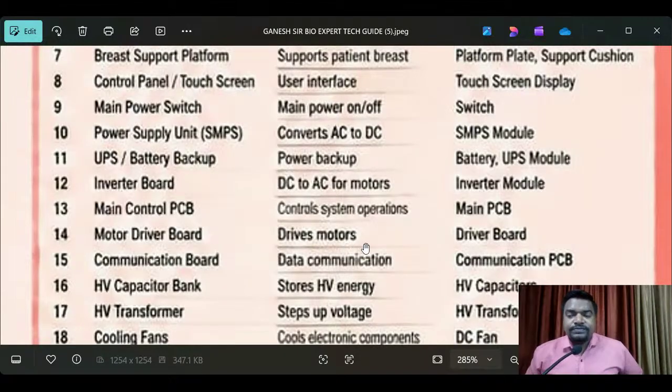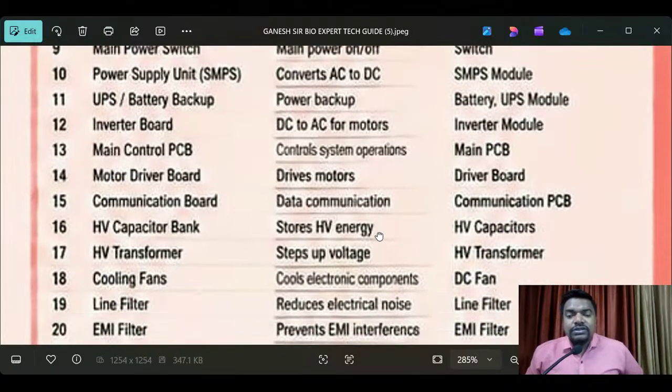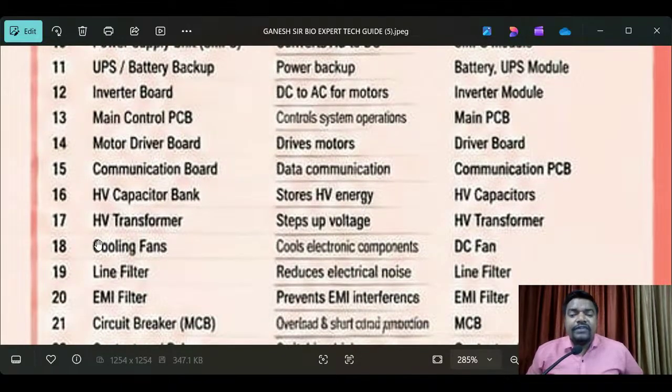Drive motors and driver board, and communication boards here, data communication and communication PCB, and HV capacitor component and function: it stores HV energy, and a spare part, the HV capacitor. Okay, so these are the things. See, that is why I'm saying biomedical engineering is like an ocean. How much you learn, how much you practice, that much you will get back.